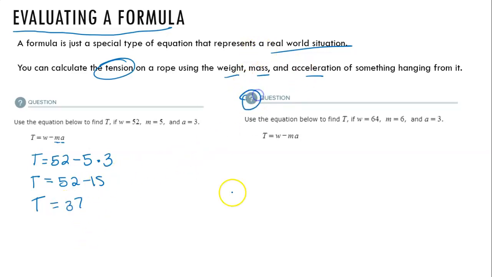Pause the video and try this one on your own. You should have replaced W with 64, M with 6, and A with 3. You should have remembered that we multiply before we subtract. And the last step to find the tension is 64 minus 18, which becomes 46.